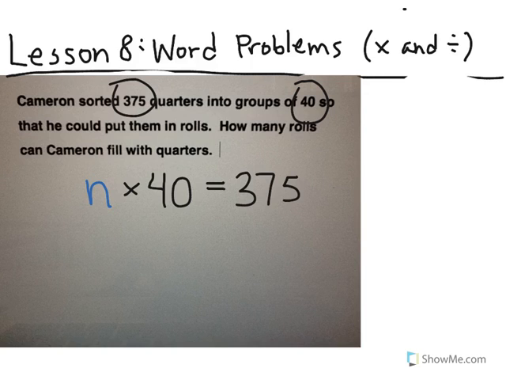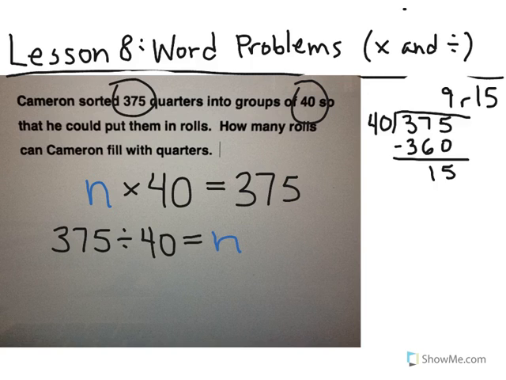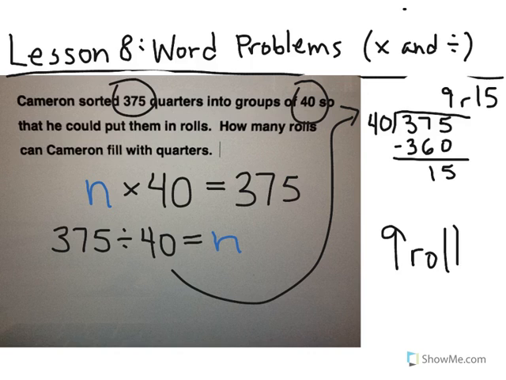So again, using our understanding of fact families, the expression 375 divided by 40 should equal our unknown number of groups n. So in this particular case, Cameron can actually only fill 9 rolls. He's going to have 15 quarters left over. So he can fill 9, so our answer would be 9 rolls he can fill, and he's going to have 15 quarters left that won't fill a complete roll.